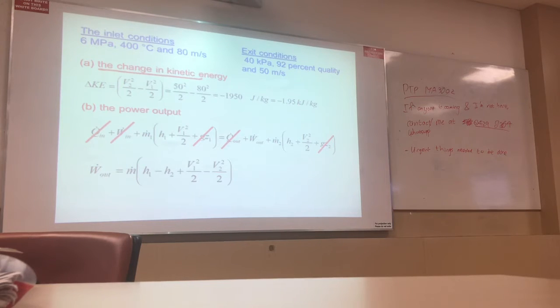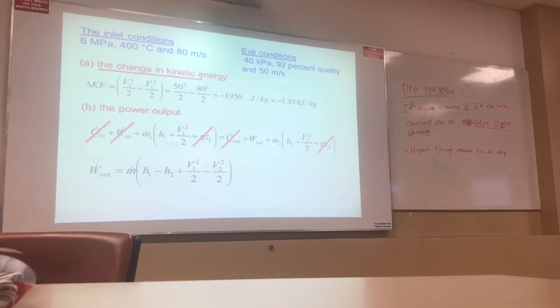I can write V2 square by 2 minus V1 square by 2, that is 50 square by 2 minus 80 square by 2. So this is joule per kilogram, 1.95 kilojoule per kilogram. This is the change in kinetic energy. And what is the power output? This is the basic equation.